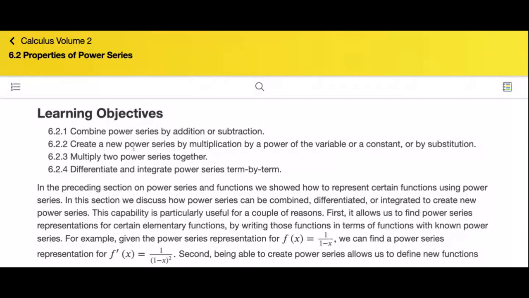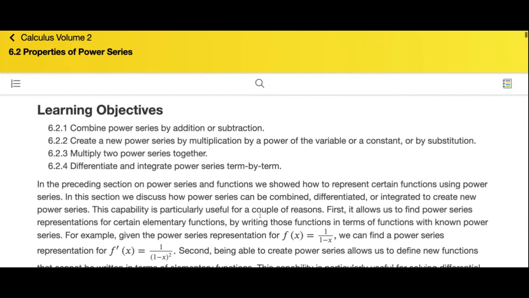And we can create a new power series by multiplication by a power of the variable or a constant, or by substitution. We will see what this means. And we can multiply two power series together. We can differentiate and integrate power series term by term. All right, let's see.